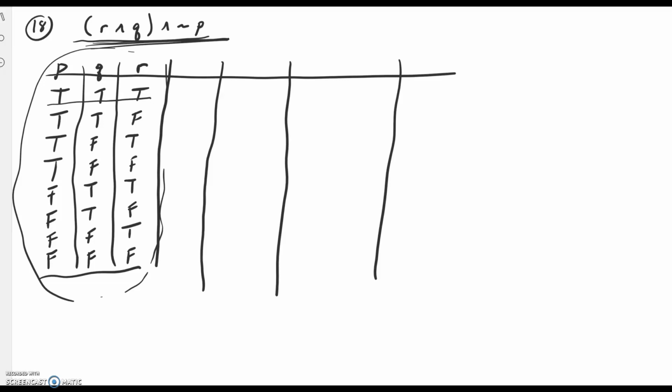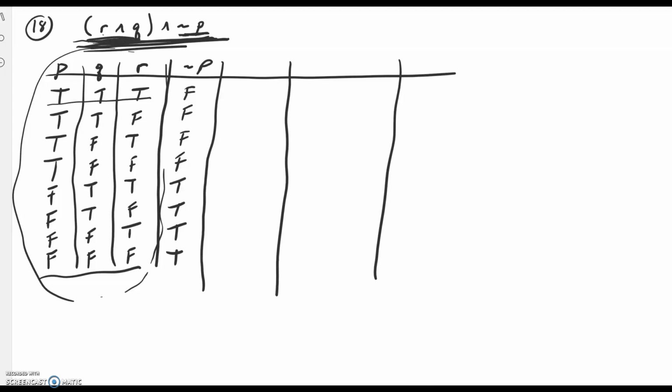Now, this is our goal. That's what we're trying to aim for. So what kind of pieces do we need? Well, we've got an R and we've got a Q, but we don't have a not P. We don't have the negation of P. So it would seem like we need a negation of P column. P is 4 trues, 4 falses, so the negation would be 4 falses and 4 trues. Negations don't usually cause too many people problems.